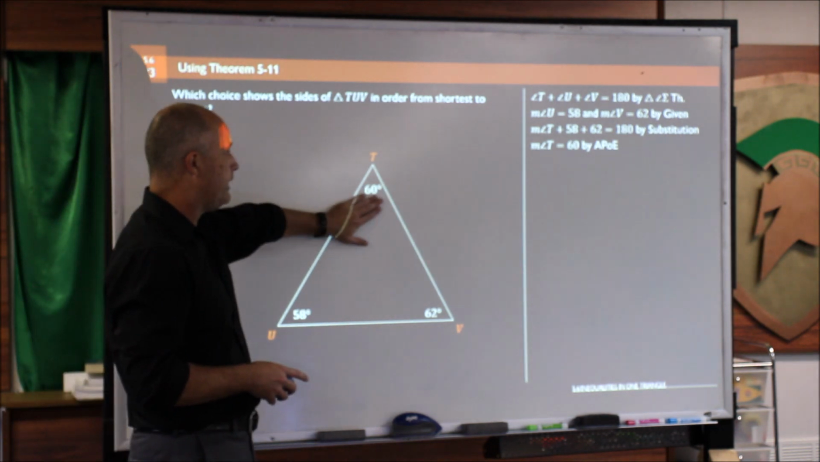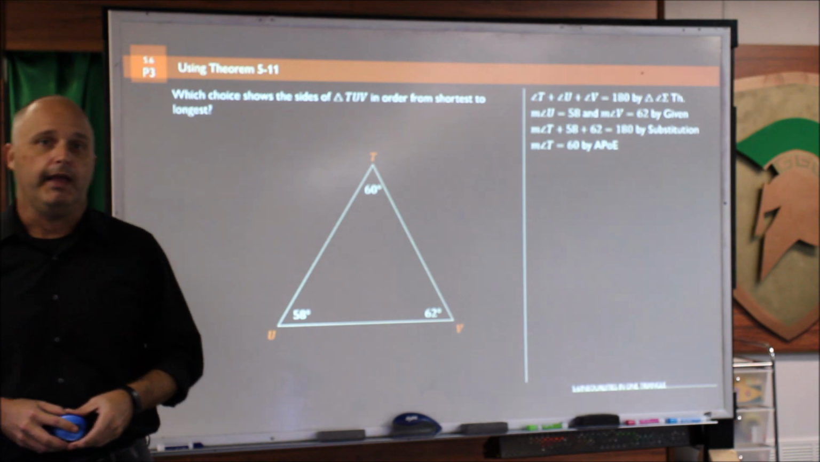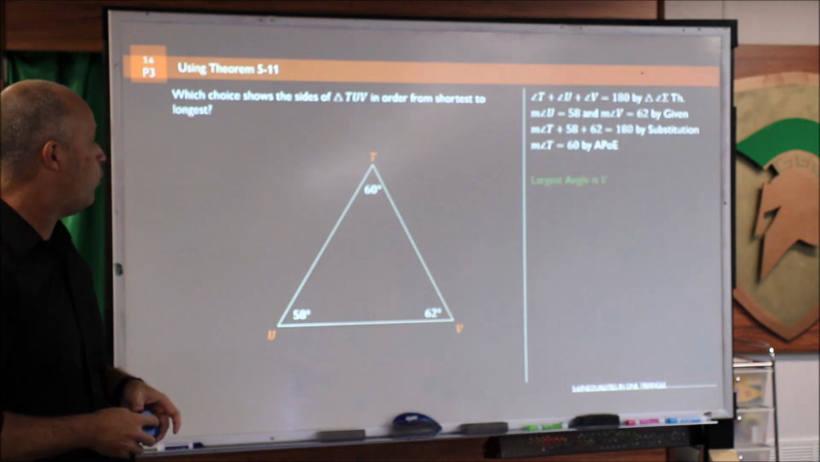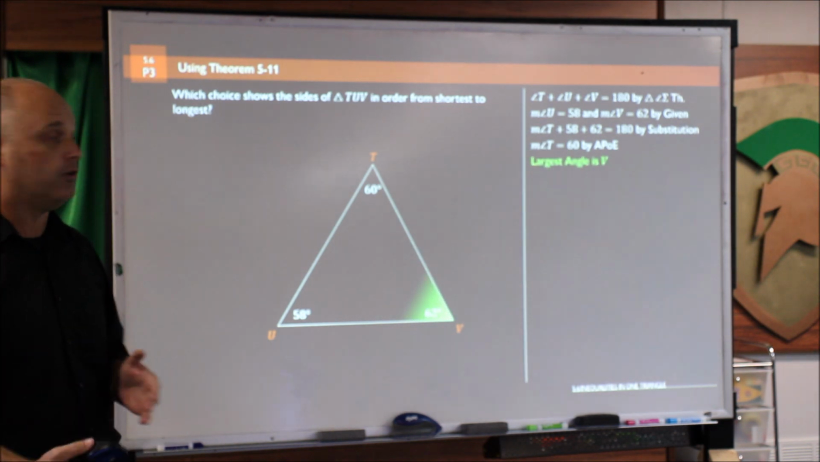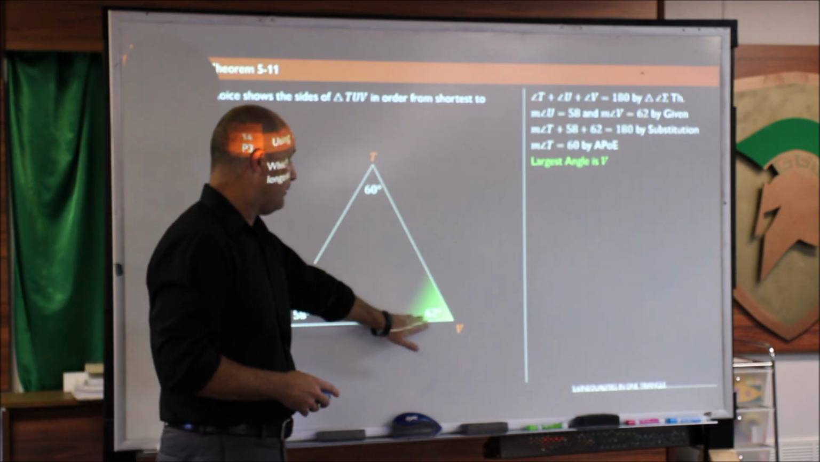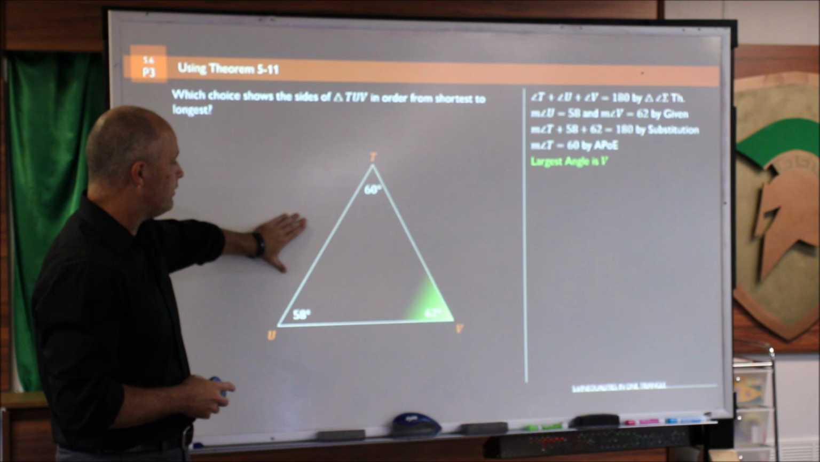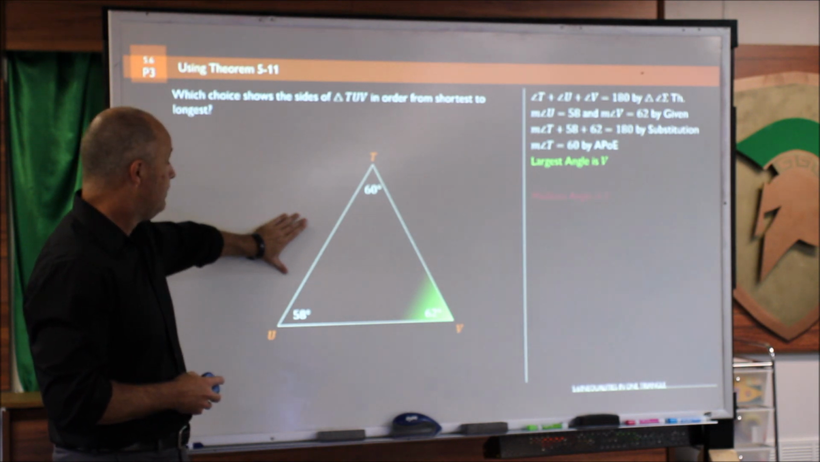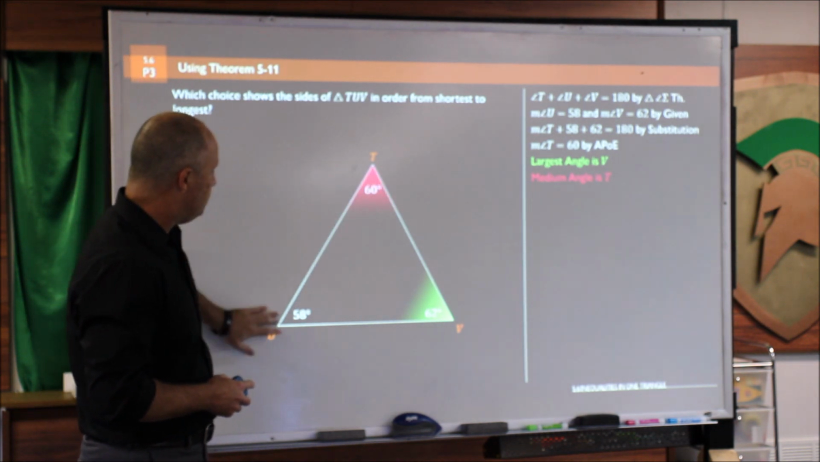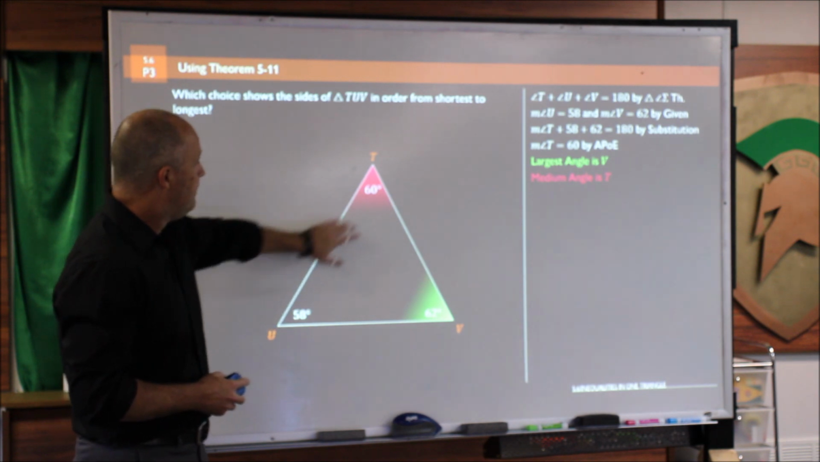So now we go ahead and write in our 60 degrees here, and now we can start to figure out which one is the largest angle based on the degree measurement. So 62 degrees is the largest angle, which means the side across from it is going to be the longest side. So that means that TU is going to be the longest side.